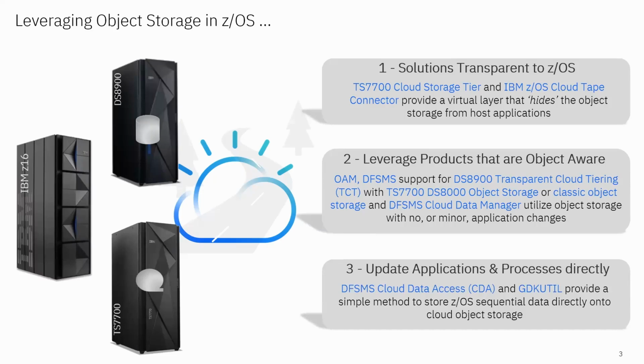And then lastly, in 3.1, we announced DFSMS Cloud Data Access and a new utility called GDKUtil. CDA is another access method. The access methods available today enable you to target disk and tape. Cloud Data Access as an access method enables you to target cloud object storage. And then GDKUtil is, think of it as an IEBGENER to be able to target data to object storage.